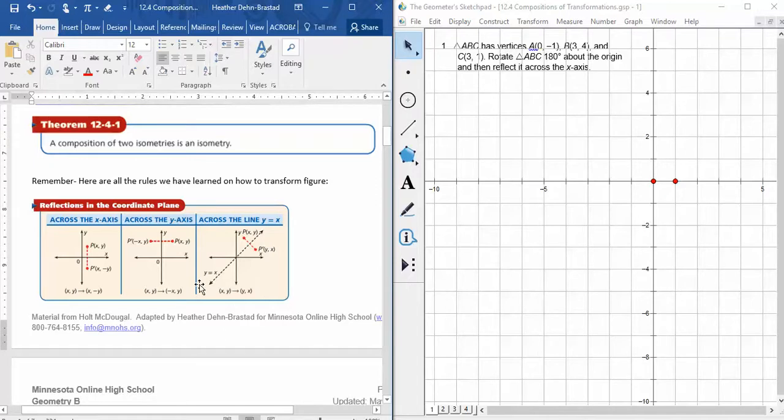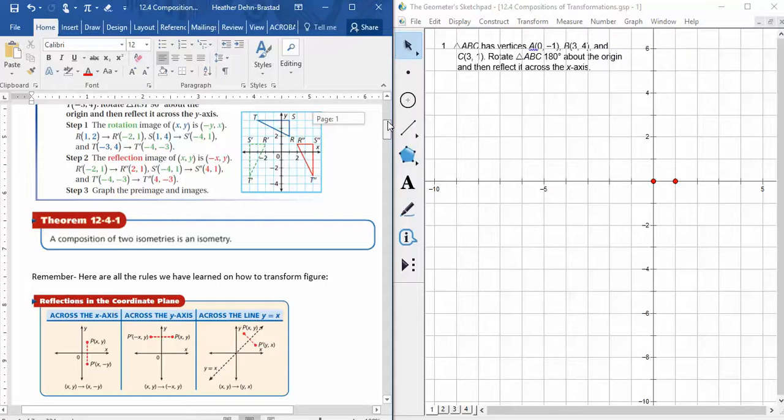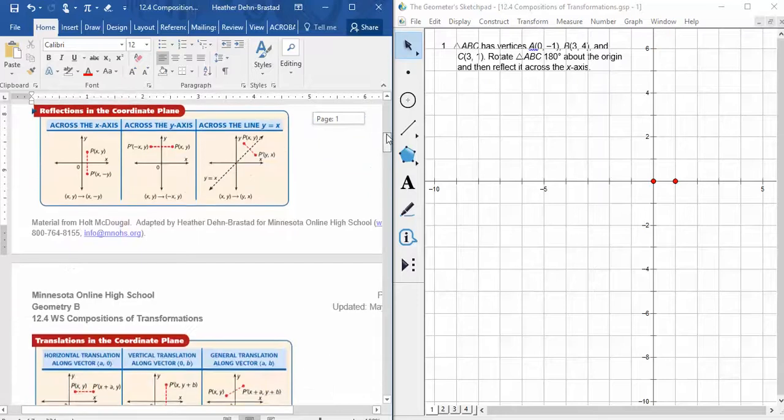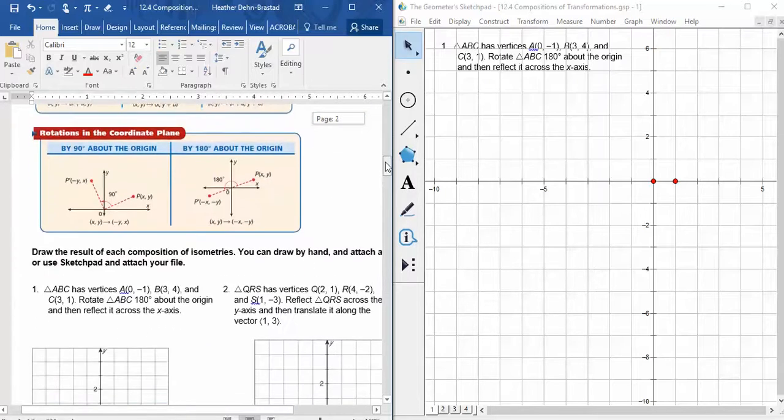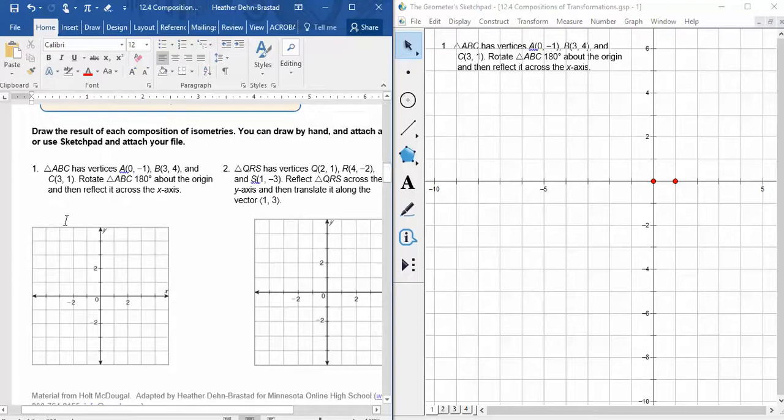A composition of two isometries is an isometry, so each time that you transform the figure, it should look the same. It should just be changed in its location, but the size and shape of the figure should remain. The triangle or the quadrilateral should not get any larger or smaller or skewed. So here's the rules again, and then what your job for this worksheet is going to be is to draw the transformations.